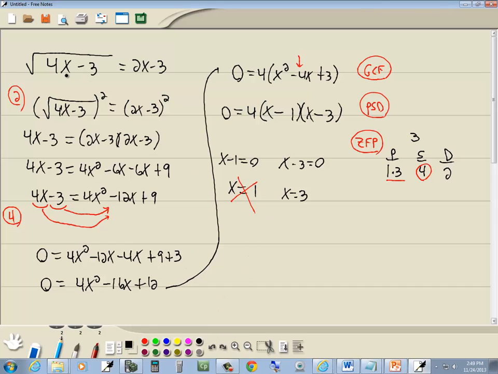Now 3. If I put 3 here, 4 times 3 is 12, minus 3 is 9, square root of 9 is 3, so this side would be 3. If I put 3 here, 2 times 3 is 6, minus 3 is 3, so you get 3 equals 3, so that one checks. So our answer is x equals 3.